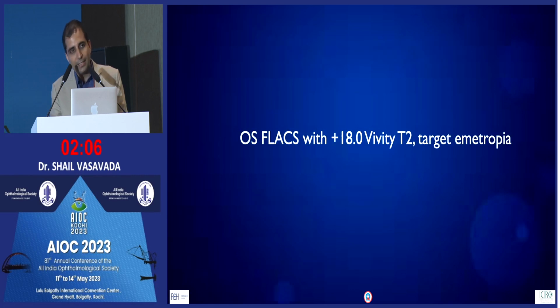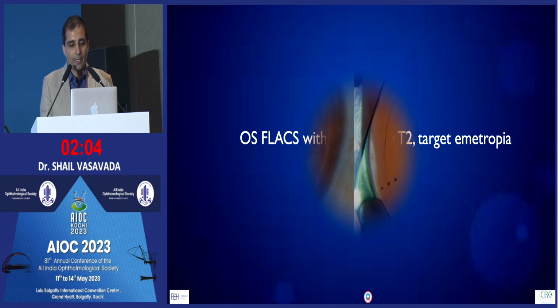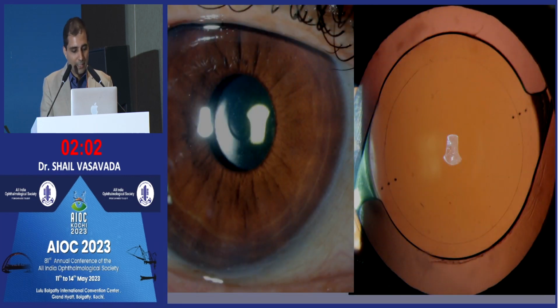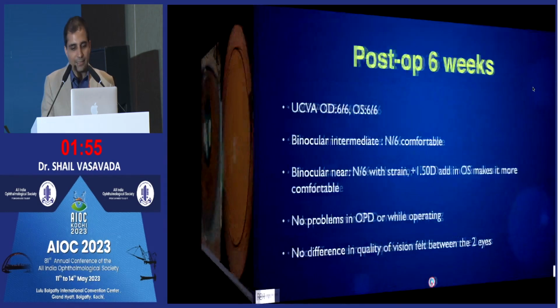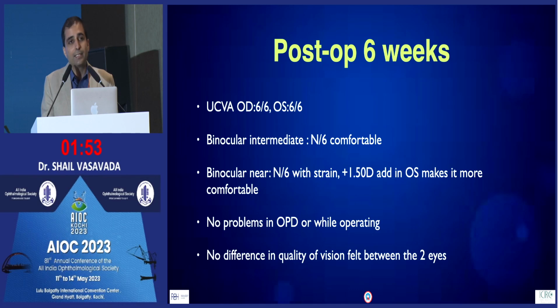So we went ahead and did a toric monofocal in the other eye, and here you can see in the undilated state, it's very well centered and the IOL is well placed in its axis. Post-operatively, he's extremely happy subjectively, and he personally doesn't find much difference binocularly when he sees with both eyes open as far as the quality of vision goes across his differences.